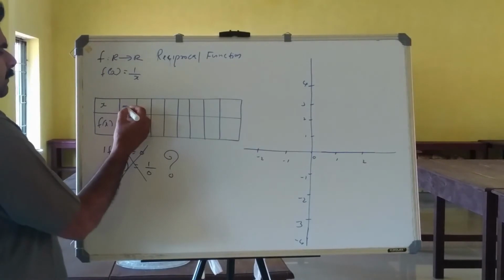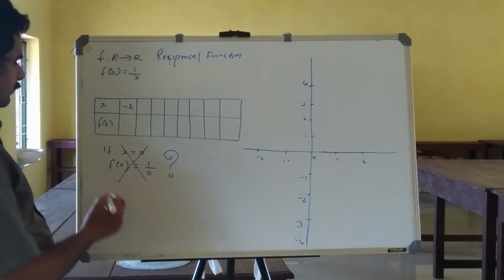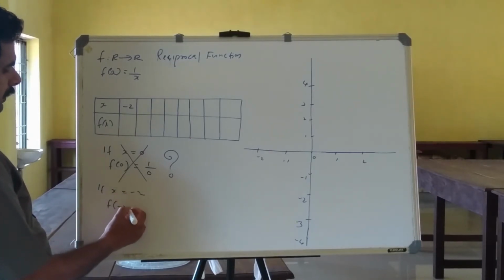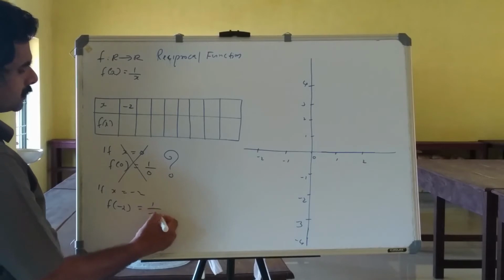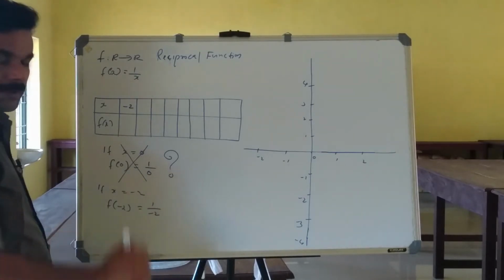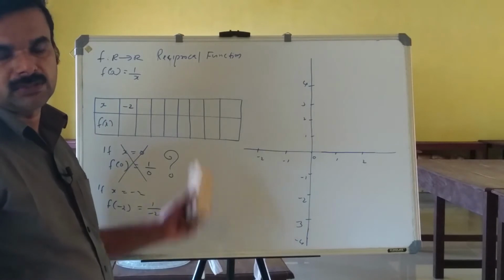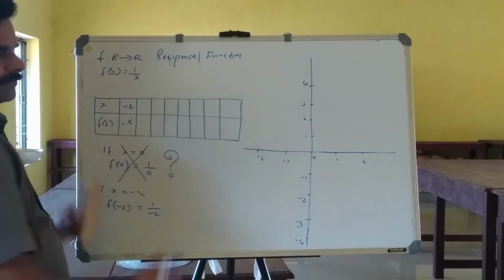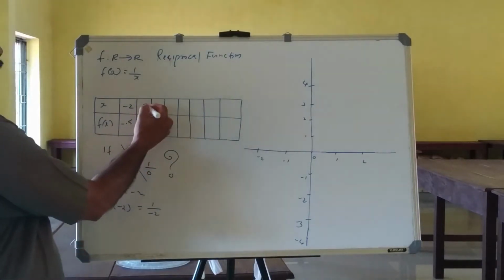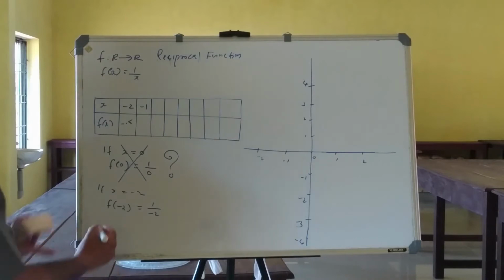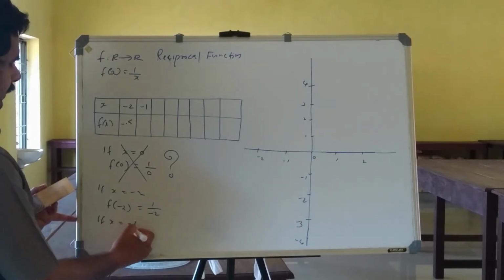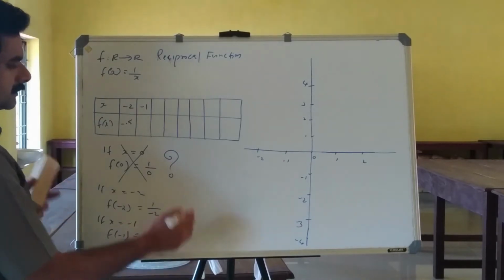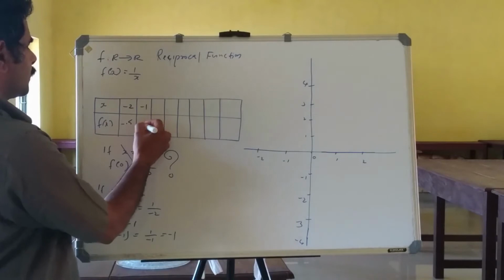I am taking here, suppose, minus 2. If x is equal to minus 2, what is f of minus 2? That is 1 by minus 2. We know that 1 by 2 means half, 0.5. So 1 by minus 2 means what? Minus 0.5. If x is equal to minus 1, f of minus 1 is equal to 1 by minus 1, that is minus 1 itself. Right, no problem. Minus 1.